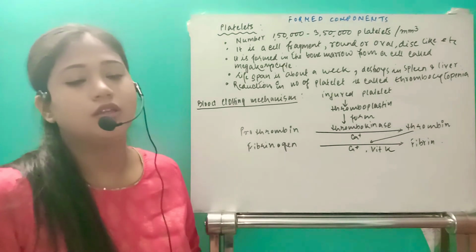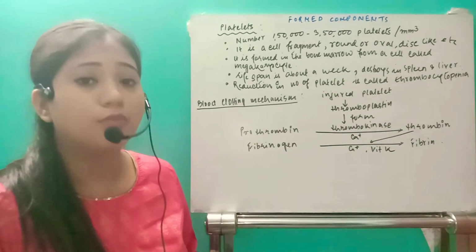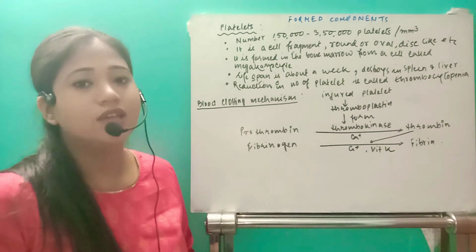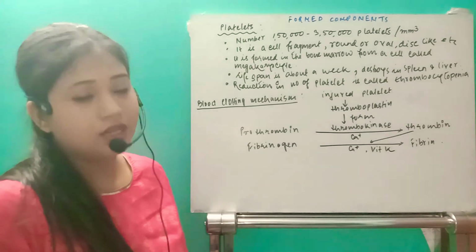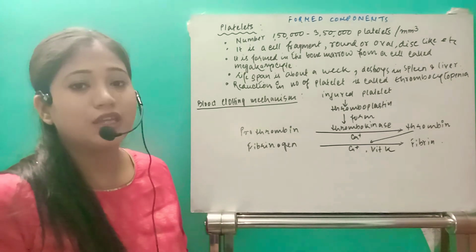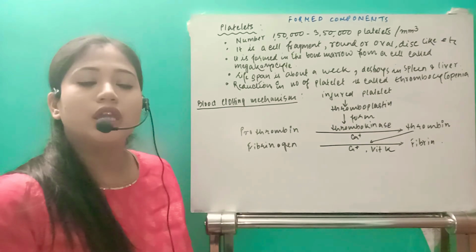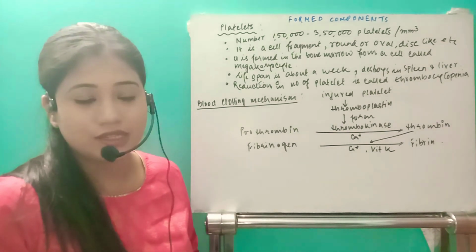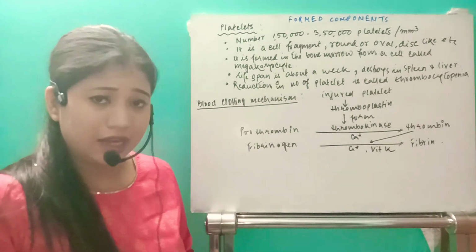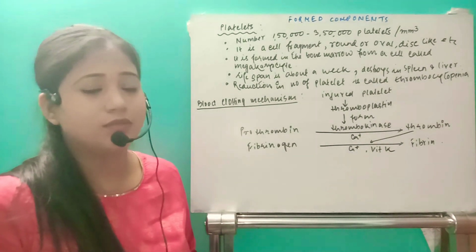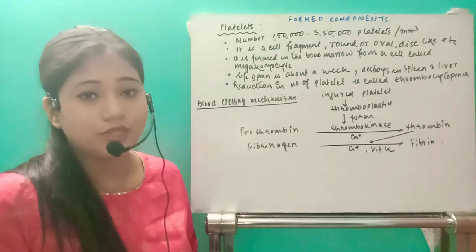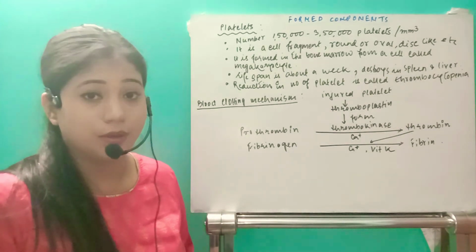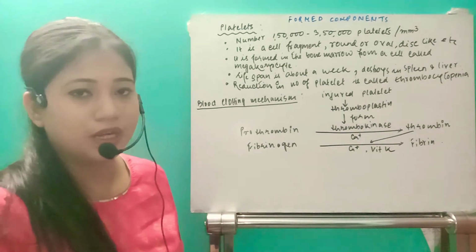Now come to the next, third type of cell under the formed components, the platelet, right? This platelet is also known as the thrombocyte. In mammalian blood there are two cells which are without nucleus. One is RBC and another is platelet. But other than mammals, the rest of the organisms like fish, amphibia, reptilia and aves are going to have nucleated RBC. Okay, remember that. Along with that, nucleated platelets too.